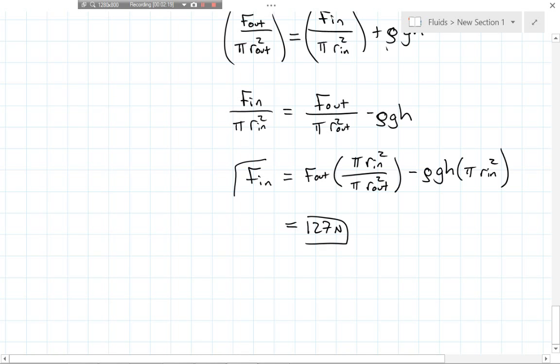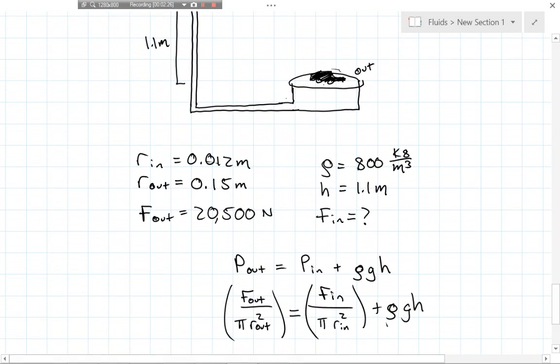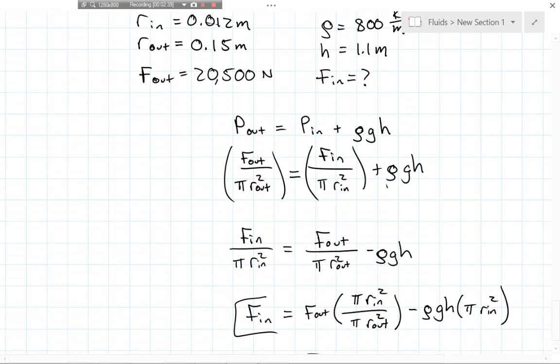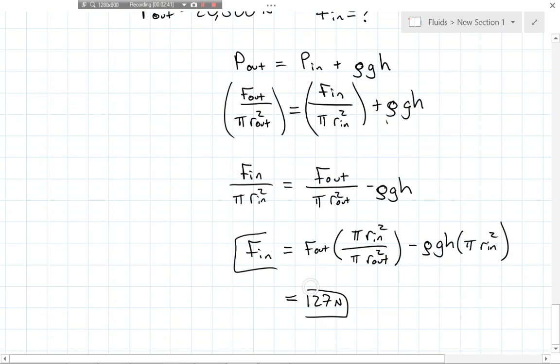So we can see in this example how if you have plungers that have vastly different areas, you can really magnify a force very significantly. So for example in here, we can see that the radiuses are approximately a factor of 10 different, which means that the area of this output plunger is 100 times larger. So we only have to apply a force that's less than 100 times the force that we get out of the output plunger.